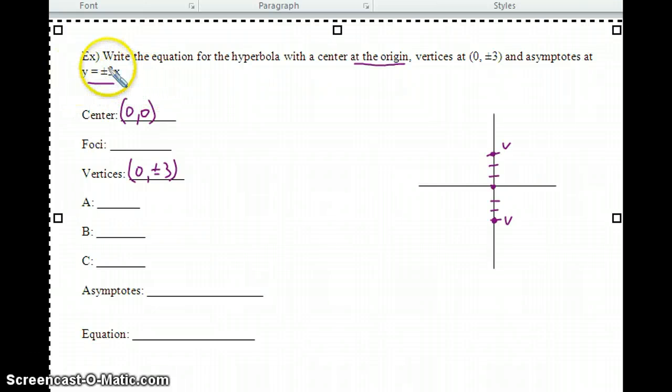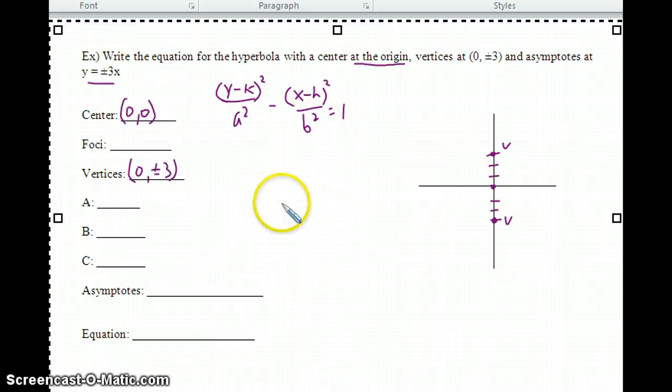Okay, so how I would deal with this is, if the vertices are going up and down, that means that my transverse axis is vertical. When my transverse axis is vertical, there's a couple equations that I know. My hyperbola is going to be in this form, where the a is underneath the y value. I also know that my asymptotes will be equal to this form: y equals k plus or minus a over b times x minus h.